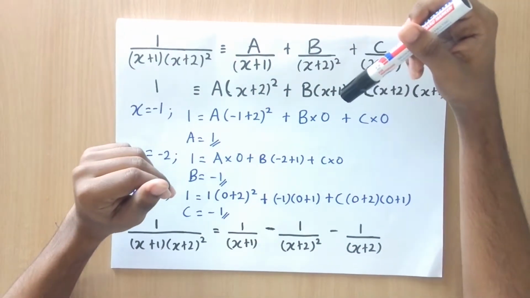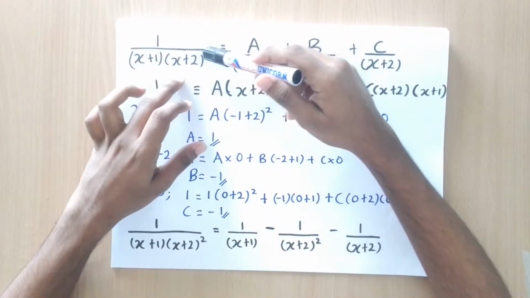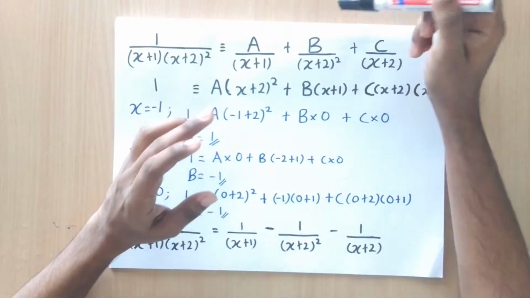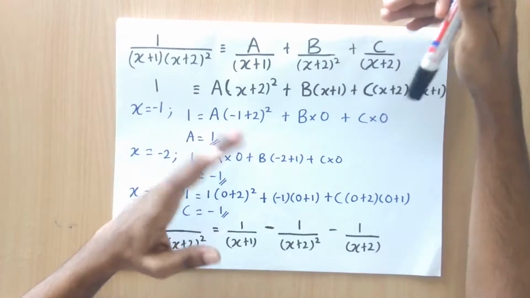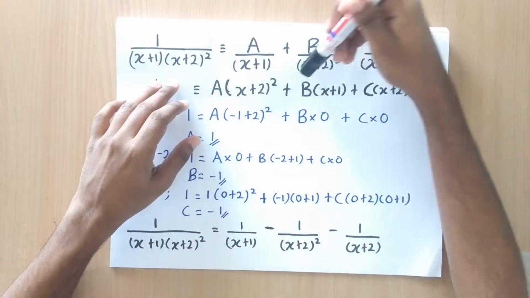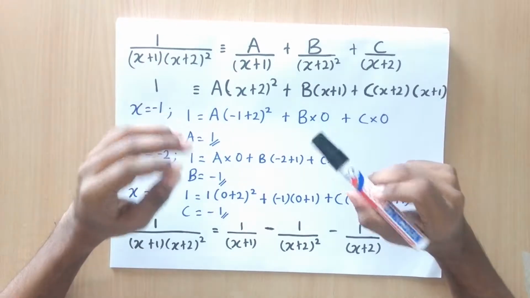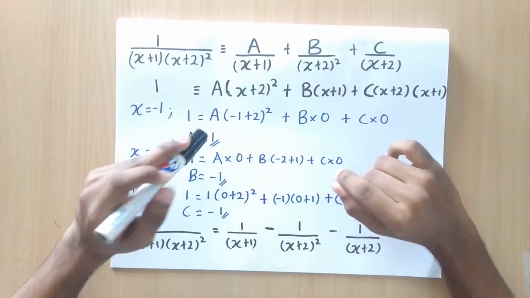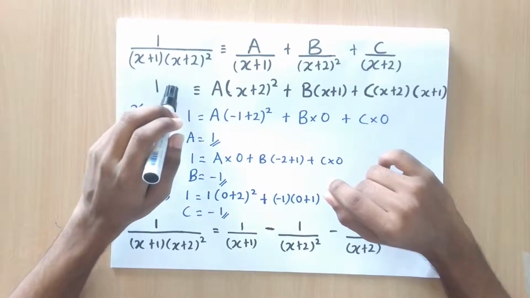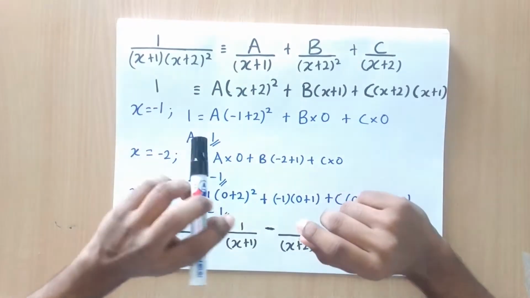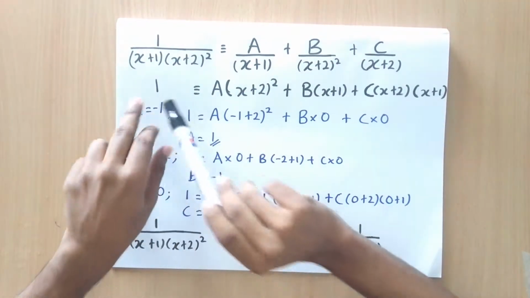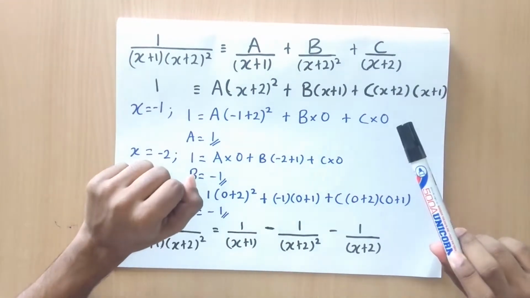If the repeated linear factor is (x plus 2) to the power 3, then the partial fraction will have another denominator as (x plus 2) to the power 3. So now we simplify as we learnt in the previous video. We multiply the whole equation by the denominator, giving us this equation.